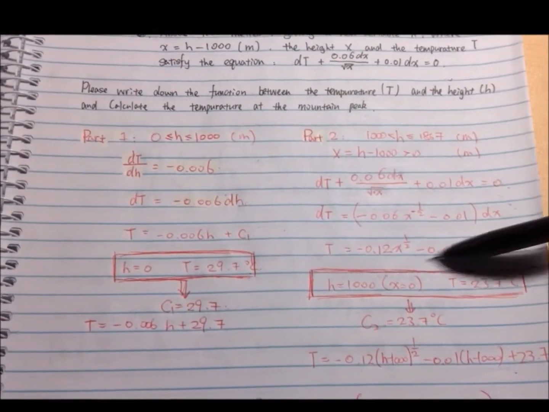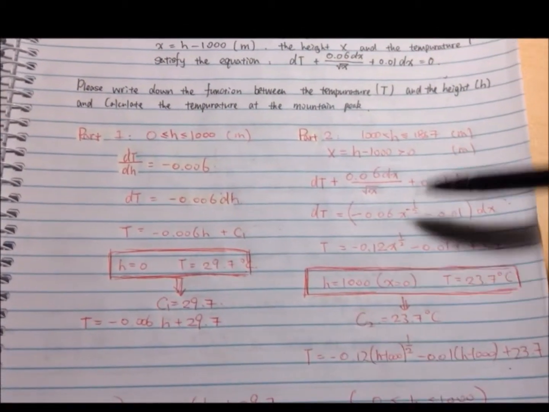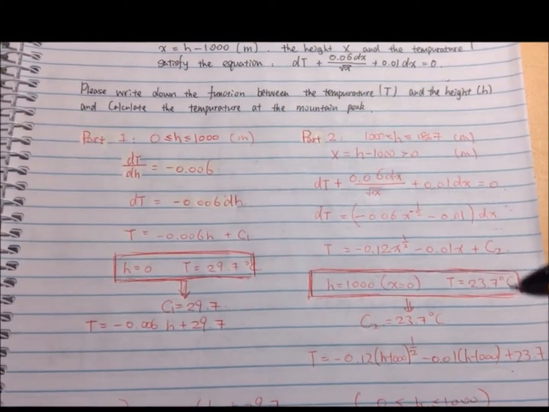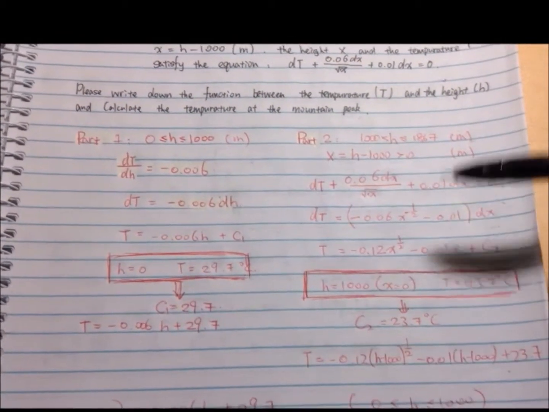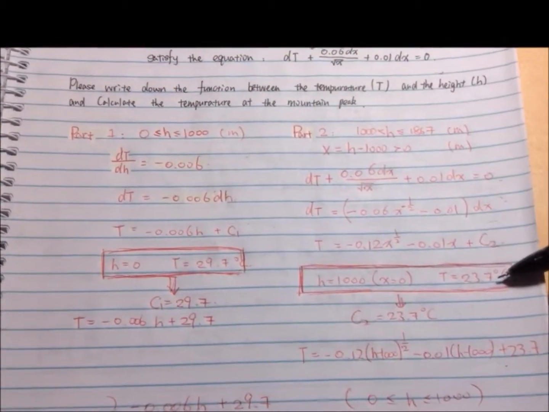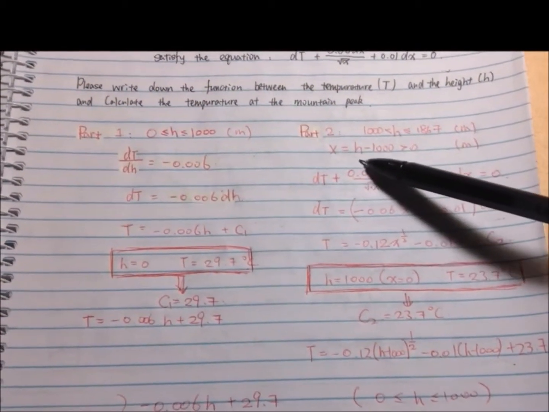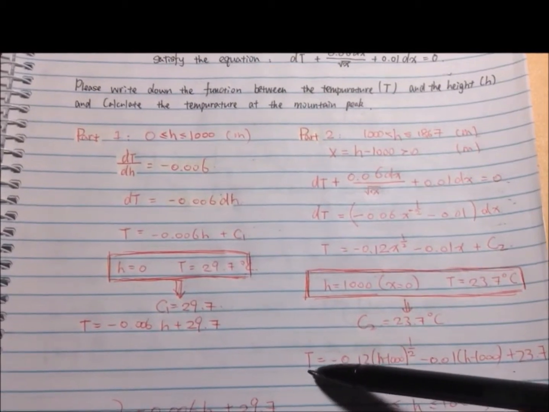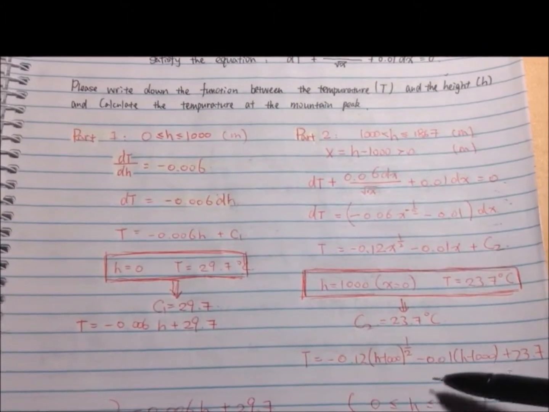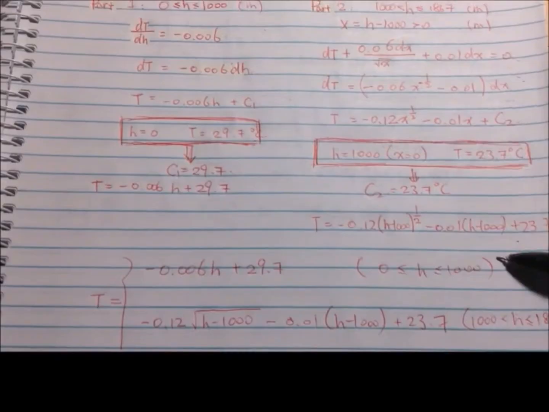Then we apply the boundary condition. However, the boundary condition here, as you may notice, is a result of the first equation. That is when h equals 1000, x is equal to 0. We calculate T1 using the first equation getting here, because at the same height where h is 1000 meters, these two equations should give the same temperature for T. Then we substitute x by h minus 1000, end up with an equation T equals minus 0.12 (h minus 1000) to the power of half minus 0.01 (h minus 1000) plus 23.7.